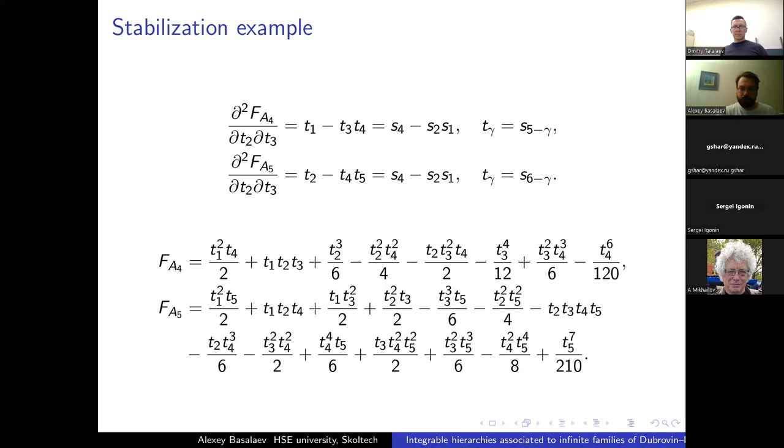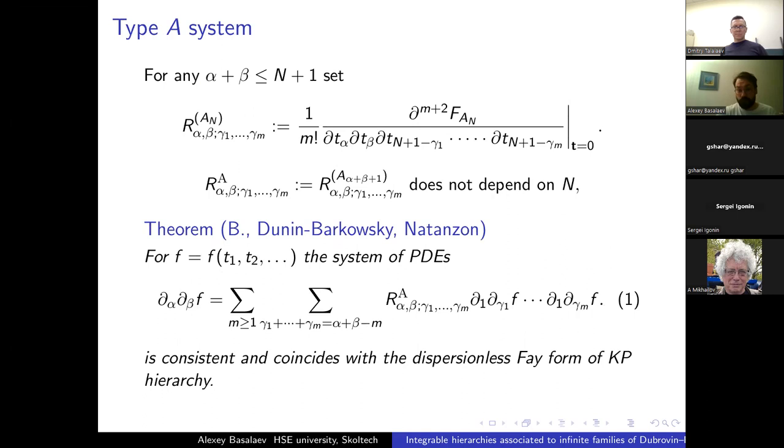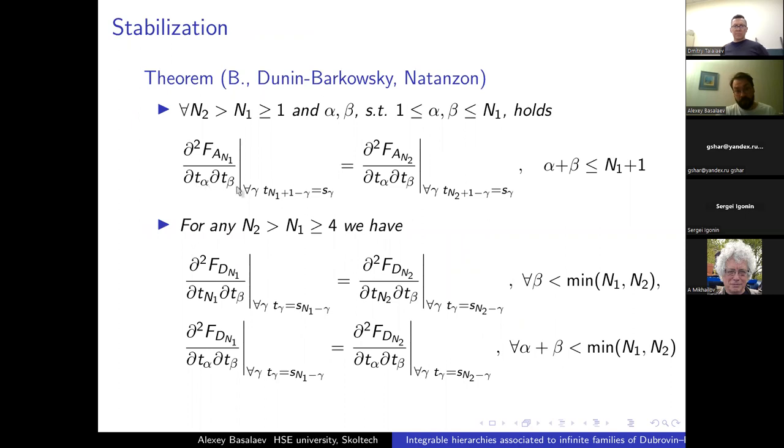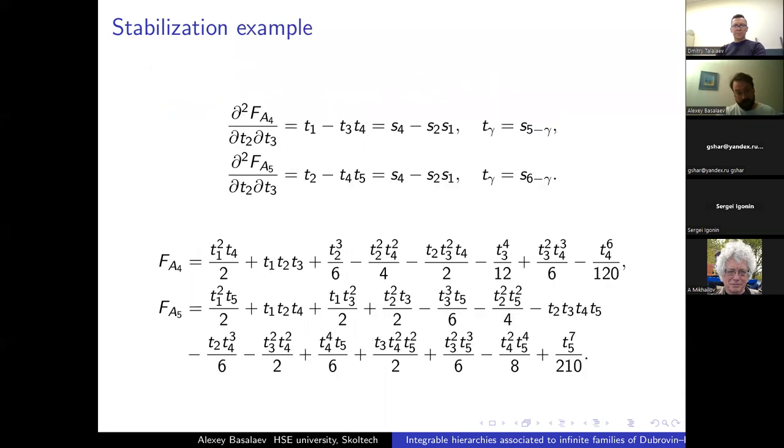No one knew it. And it allows to do the following. After you have fixed alpha and beta, you can compute this second order derivative in the smallest applicable n1 plus 1. Take n1 to be equal to alpha plus beta minus 1. Then all the information that is in F_A n1 will be also in all the greater n's.